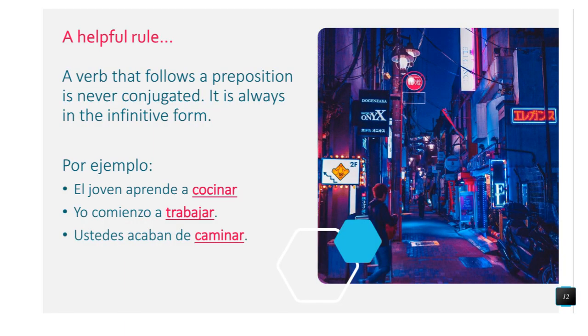Here's a helpful rule for you. Whenever a verb comes after a preposition, it's never going to be conjugated. So it'll always be in the infinitive form. You just leave it alone. So, por ejemplo, el joven aprende a cocinar. Cocinar gets left in the infinitive form. Yo comienzo a trabajar. Ustedes acaban de caminar. So whenever a verb follows a preposition, it gets left in its infinitive form.